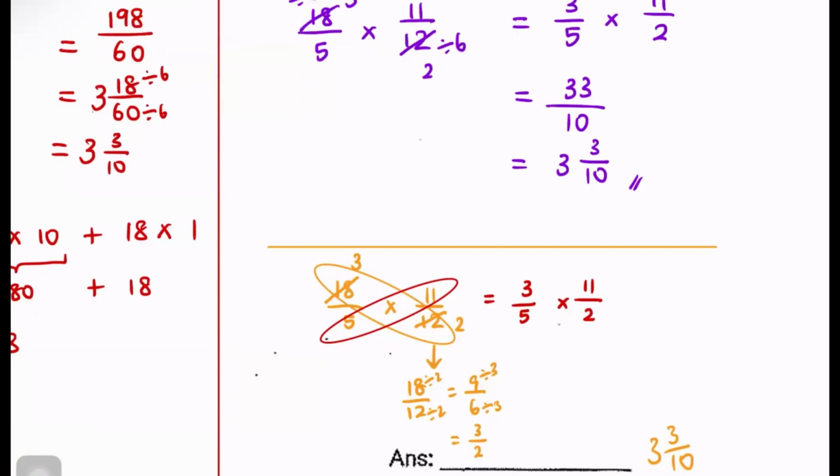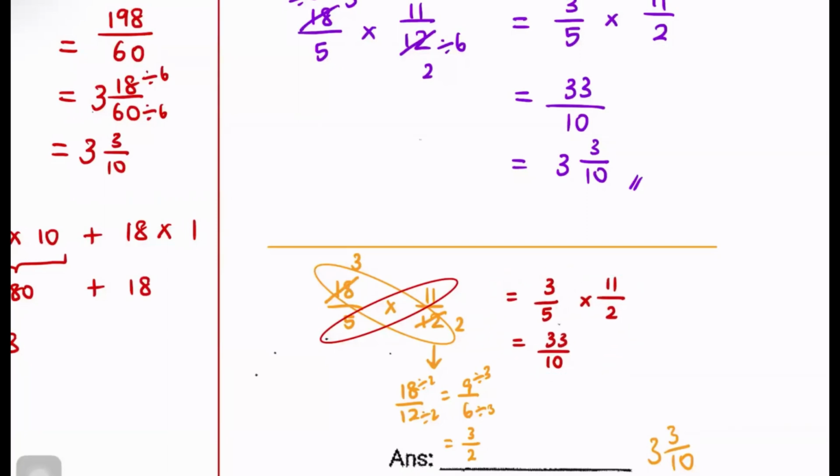Then you just multiply them as it is. So 3 times 11 is 33. 5 times 2 is 10. Then are you able to change this improper fraction into a mixed number? Is it easier? 33 divided by 10. How many tens can you put inside 33? 3 times, so 3 wholes. What will be your remainder? So that is the answer, 3 and 3 over 10, simplest. Cannot divide anything.